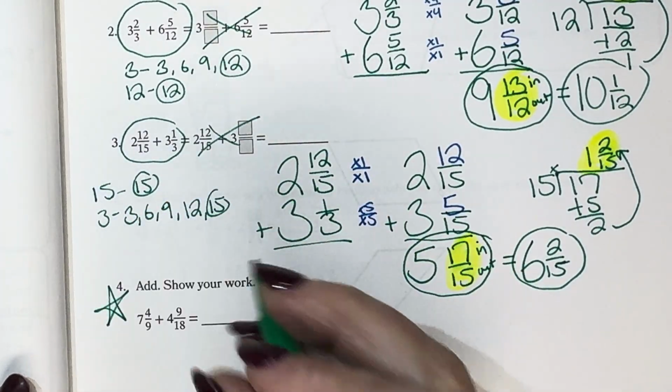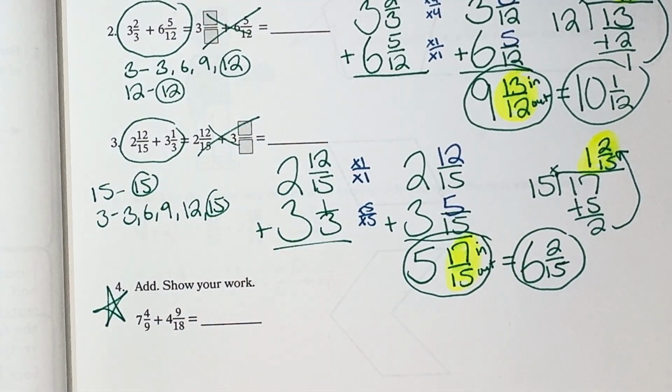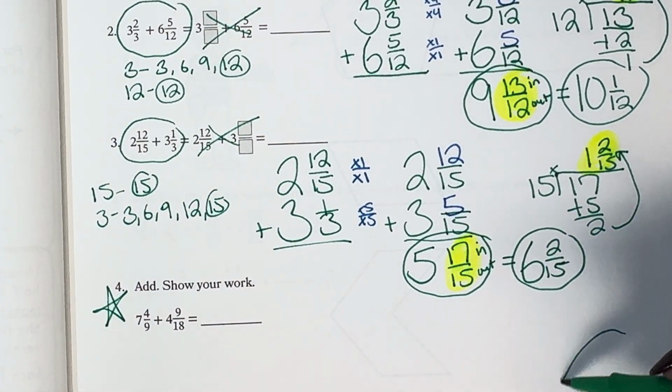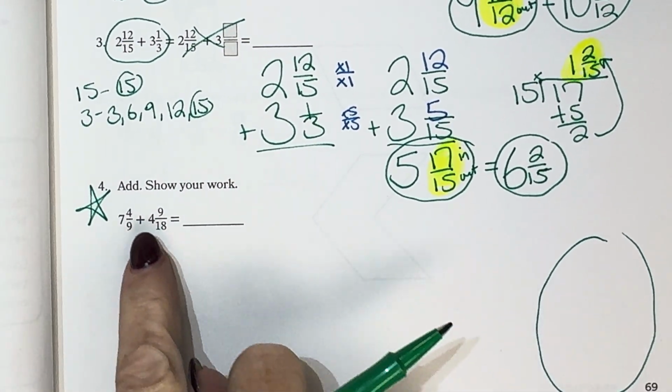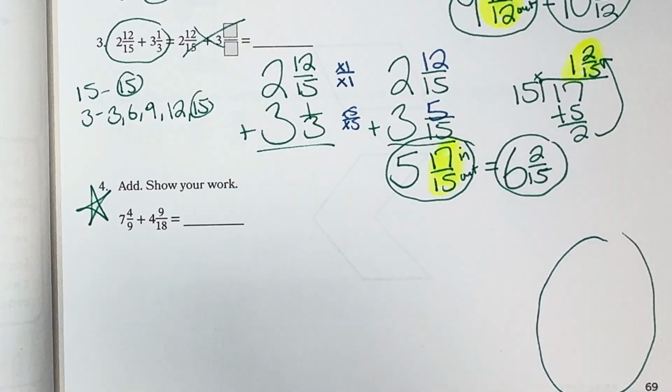Okay, I want you to try number 4 on your own tonight. So part of your homework is trying number 4 and then making sure you circle and tell me how you felt with the whole assignment. So again, you need to complete number 4 and make sure you tell me how you felt.